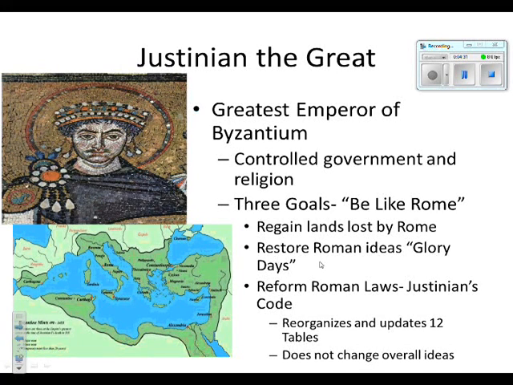And finally, he wanted to reform Roman laws. This is called Justinian's Code. He loved Rome. He really liked the way what Roman laws stood for. He didn't like how they were put together and how they were out of date. So he reorganized those laws, such as innocent until proven guilty and right to jury trials, and updated them to be for his empire. He didn't change the overall ideas. Remember, he likes Rome.